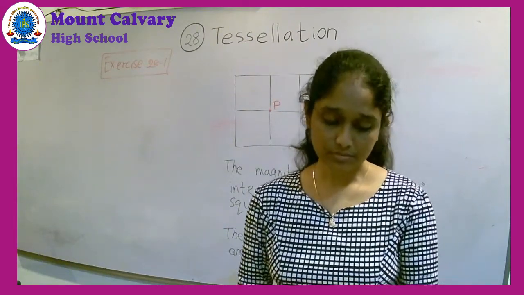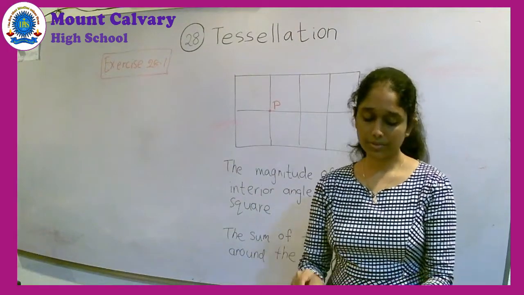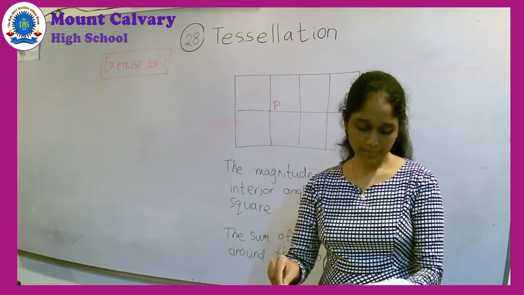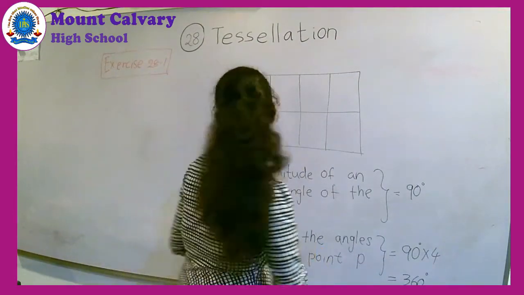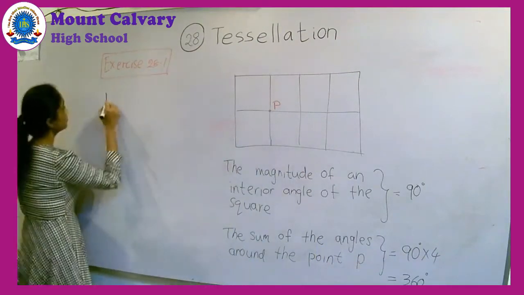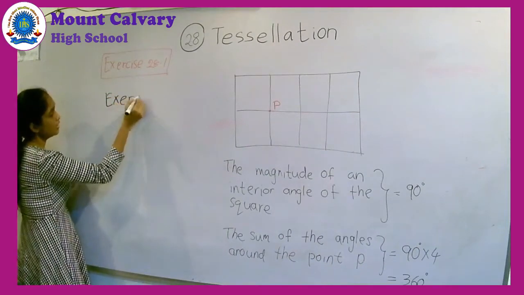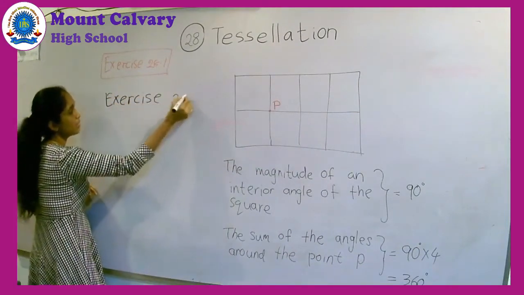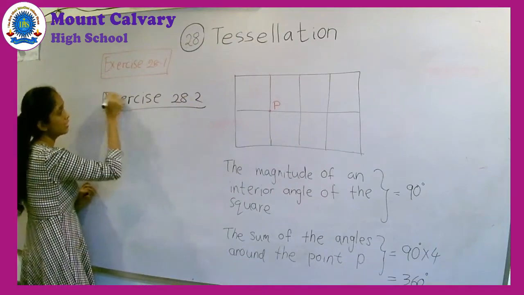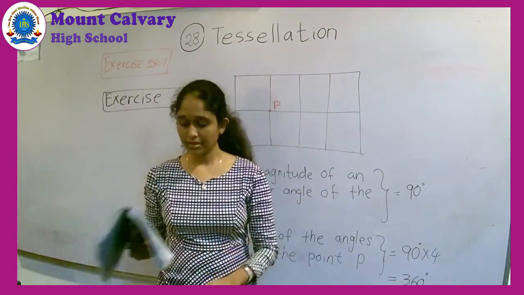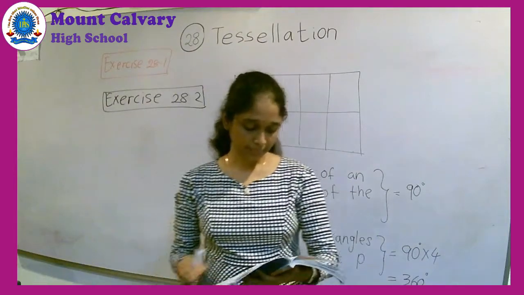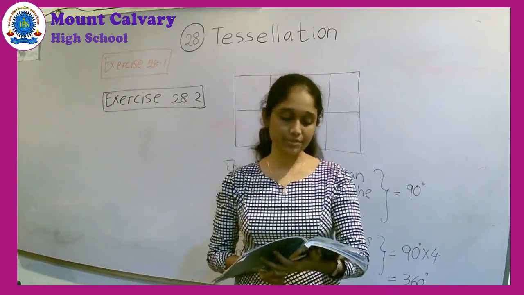So you can do 28.2 now. Observe the figures carefully and do exercise 28.2. That is also very interesting. You have to observe the figures. Yes, these different figures. Then again you are having activity 5.